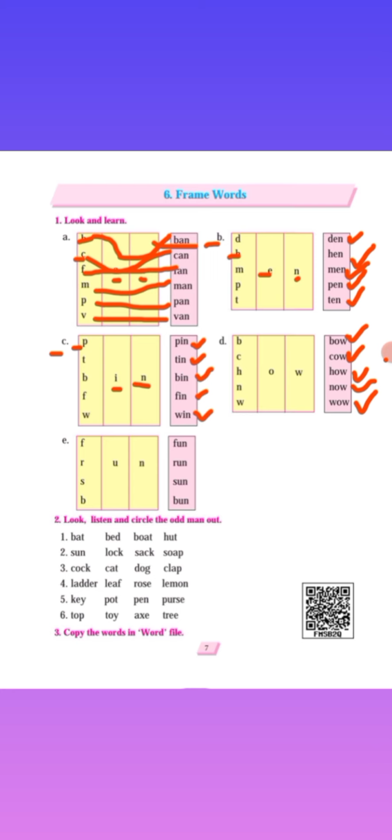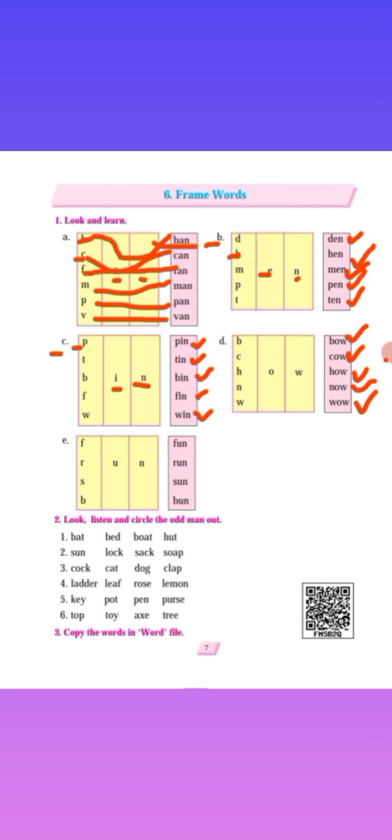Okay, let's learn about the U vowel. Here consonant is given N. UN, un. The sound of UN is un. Then consonant F is given. FUN is fun. FUN, fun.